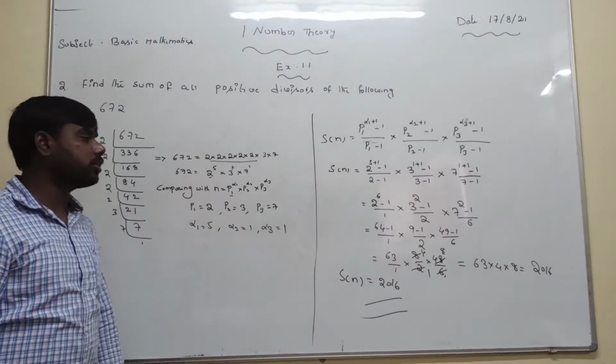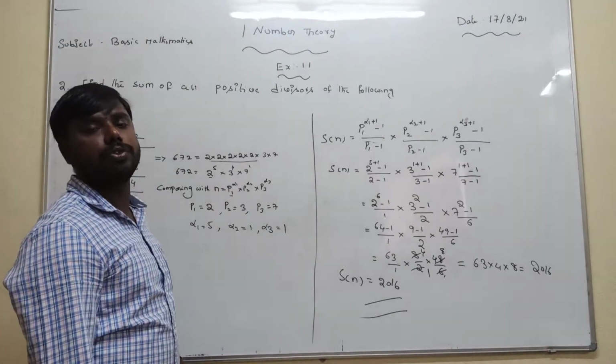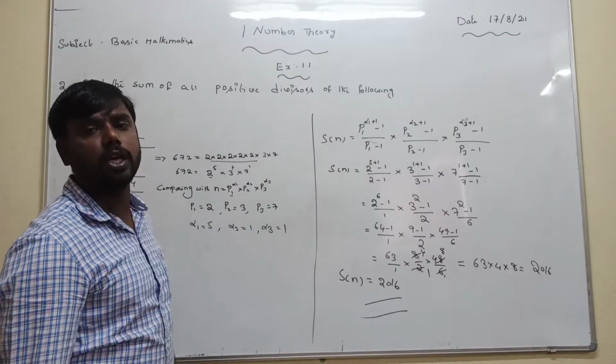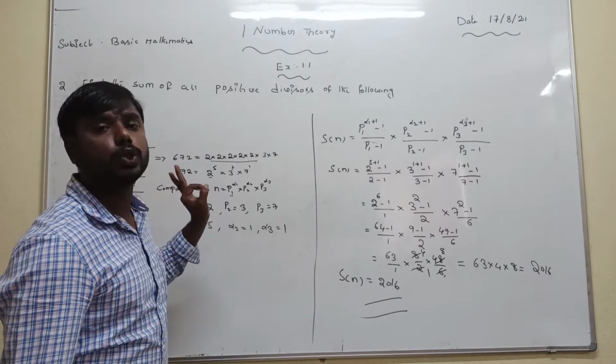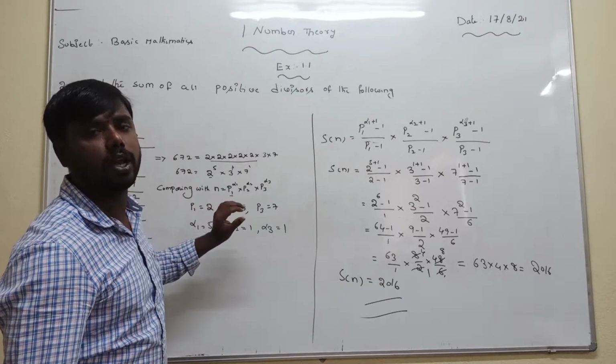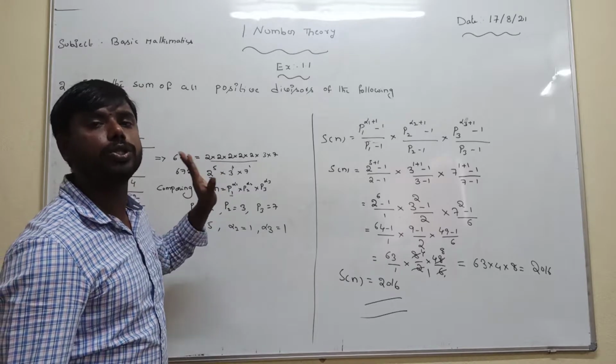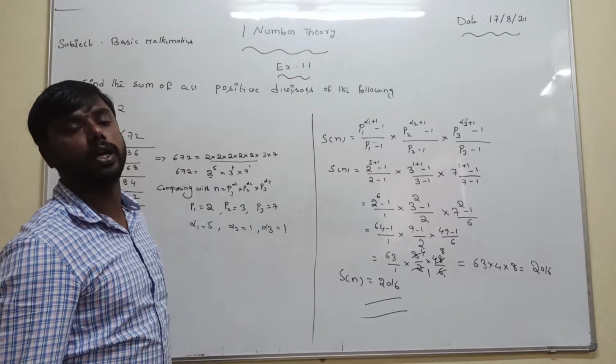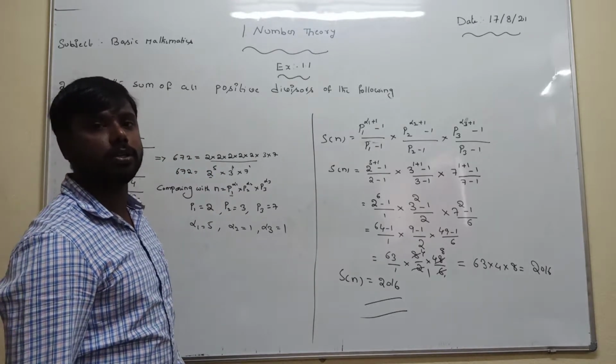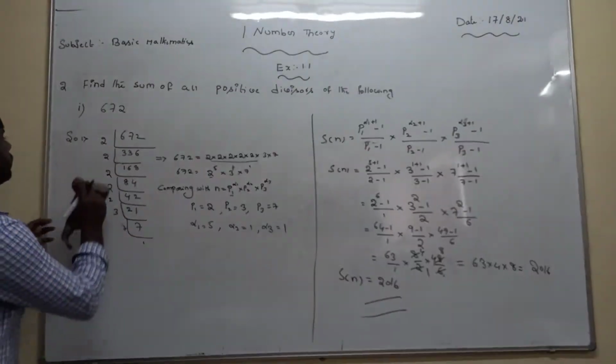Do you understand, students, how to find the sum of all positive divisors of the given number? This is the solution of this question. All the remaining questions use the same method only. So can I explain the next question? Okay. See the next question.